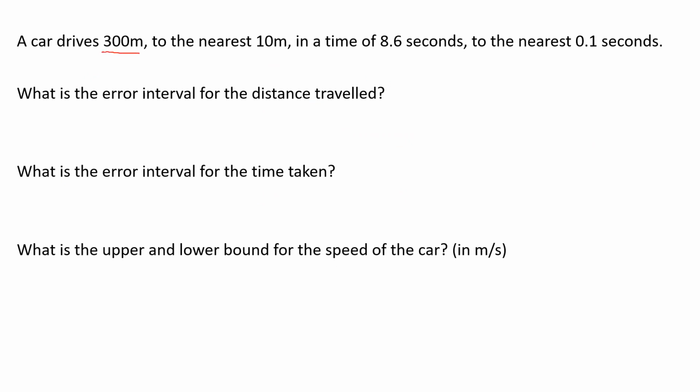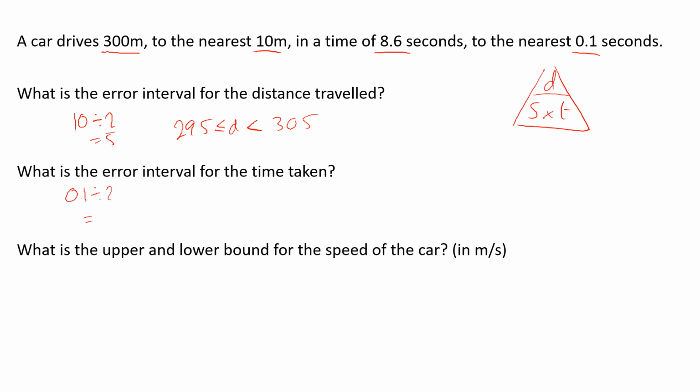Okay, very last question here. We've got a car driving 300 to the nearest 10 in a time of 8.6 to the nearest 0.1. This is a distance, speed, time question, so it's worth reminding you that's what our triangle looks like. Let's go through. Error interval for the distance travelled, it was 300 to the nearest 10. So we should halve that 10, add it on to 300, take it away from 300. There's our error interval. What about the time taken? Well, it was 0.1 divided by 2 is 0.05. Add it on, 8.65. Take it away, 8.55. These can be decimals, so this is fine. So our time is somewhere between 8.55 and 8.65.